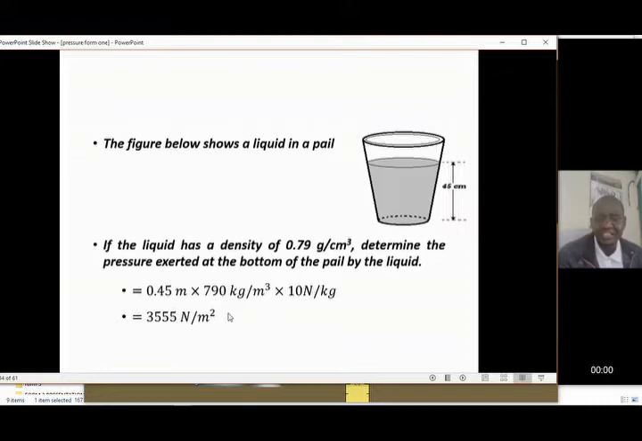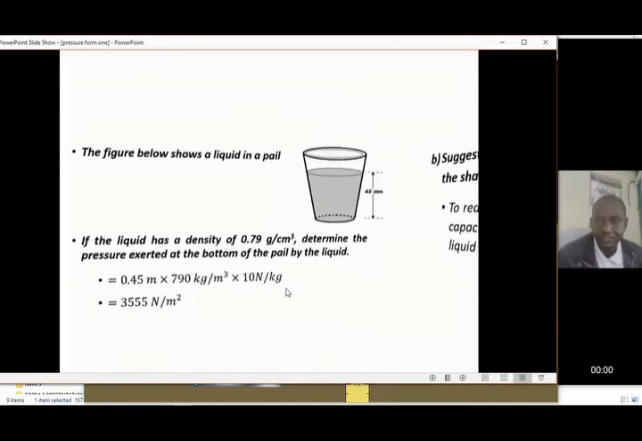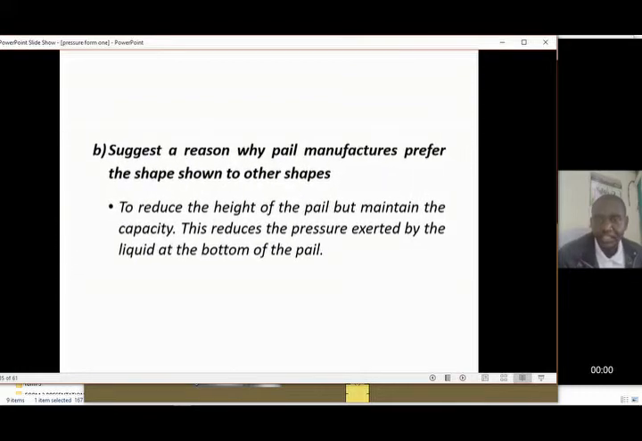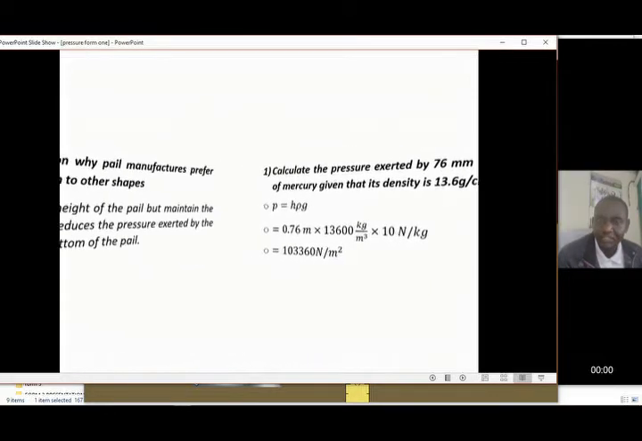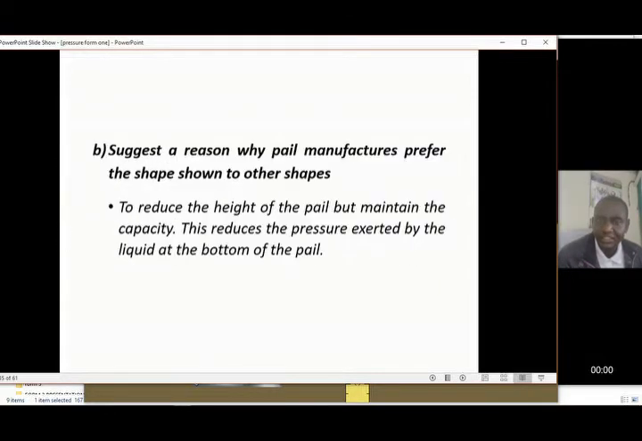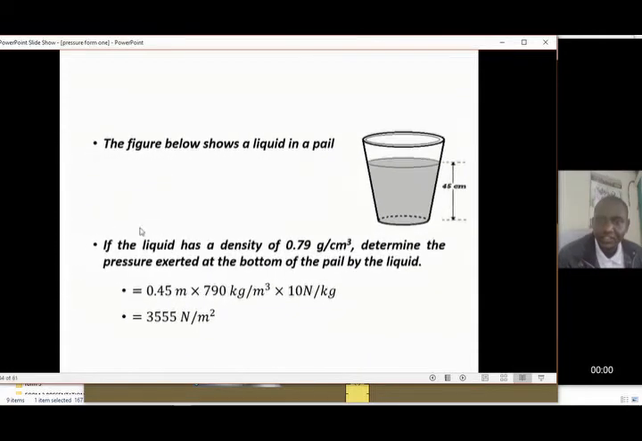So pressure in liquids is given as height times density times pull of gravity. Some revision questions. Suggest a reason why a pail manufacturer prefers the shape shown to the other shapes. I don't know. I see the pail widens going upwards. Why do you think it is like this?